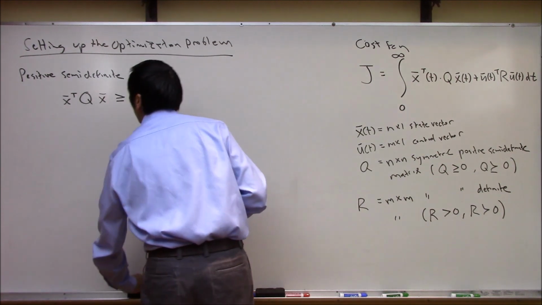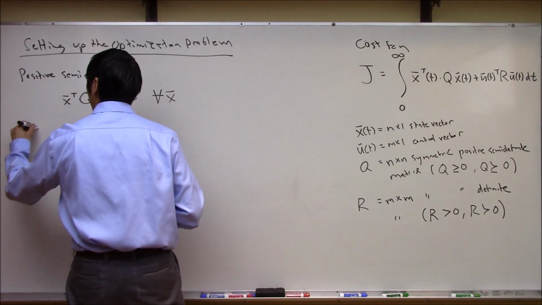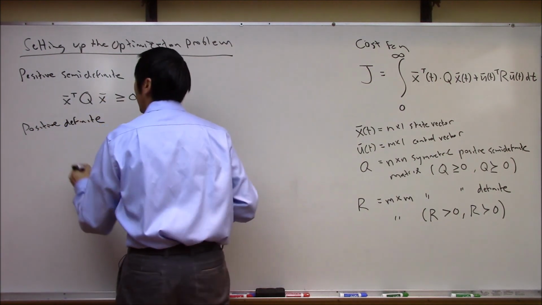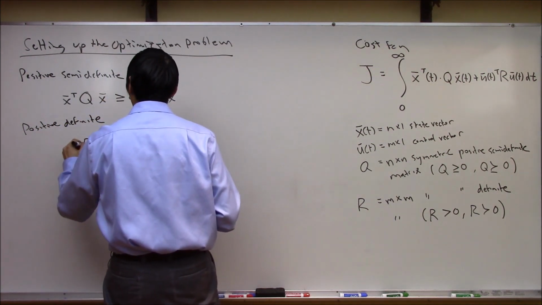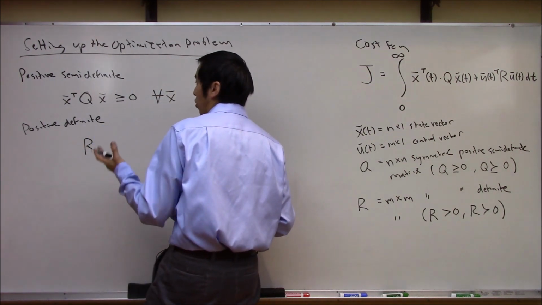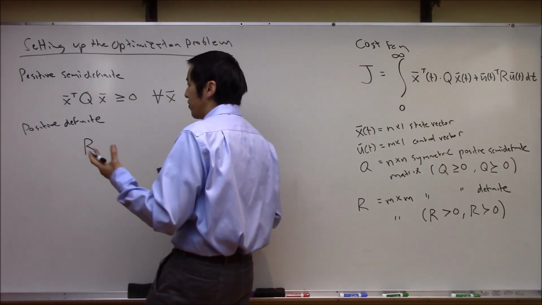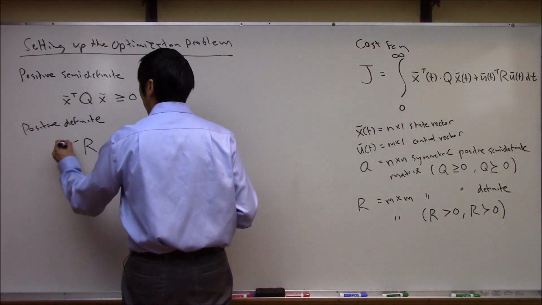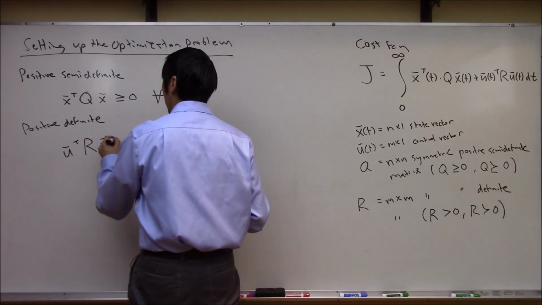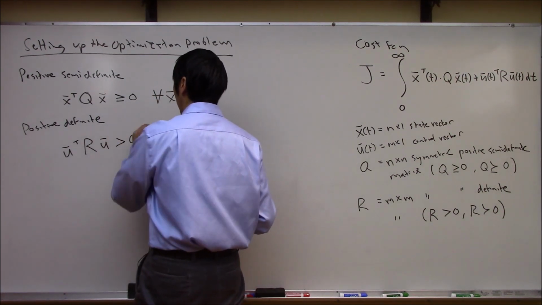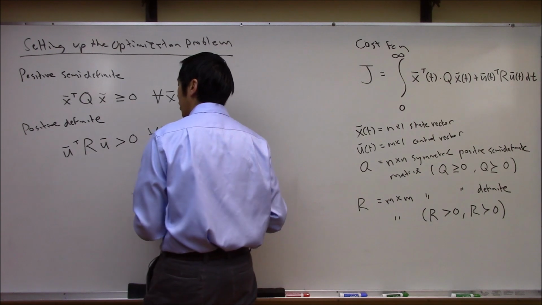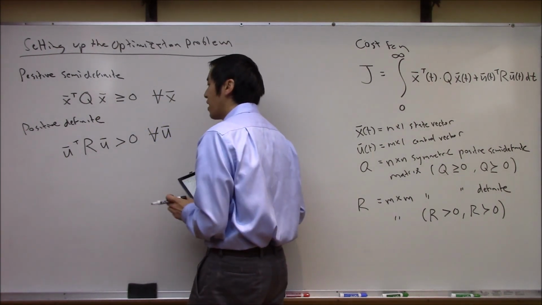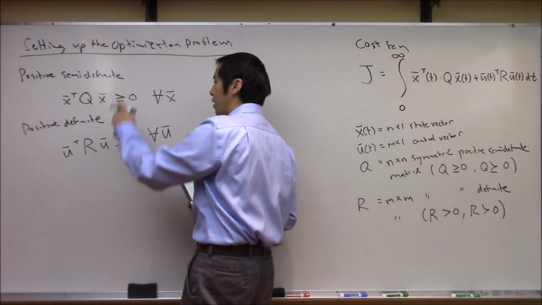Similarly, the definition of positive definite is that you have this matrix R here, which we claim is positive definite. The definition is that if you take some vector u, transpose, times R times u, this is strictly greater than 0 for all nonzero u. Again, you can work out the dimensions and see that this is a scalar number. So here's the definition of positive semi-definite and positive definite.